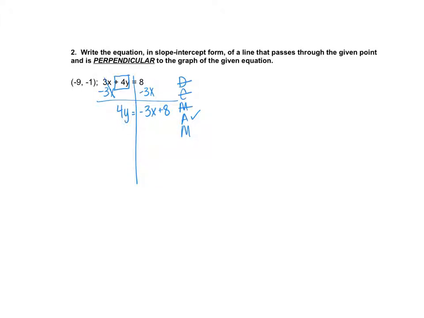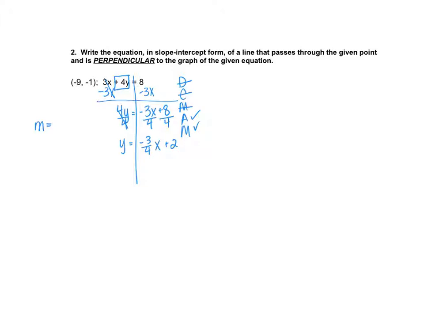And our last step here, do I need to multiply or divide to get y by itself? It looks like I need to divide everything by 4. When I do that, y is equal to negative 3 over 4x plus 2. Okay, so now I have my equation in slope-intercept form. Let's find our perpendicular slope, which is the flopposite. Okay, in slope-intercept form, I have negative 3 over 4.